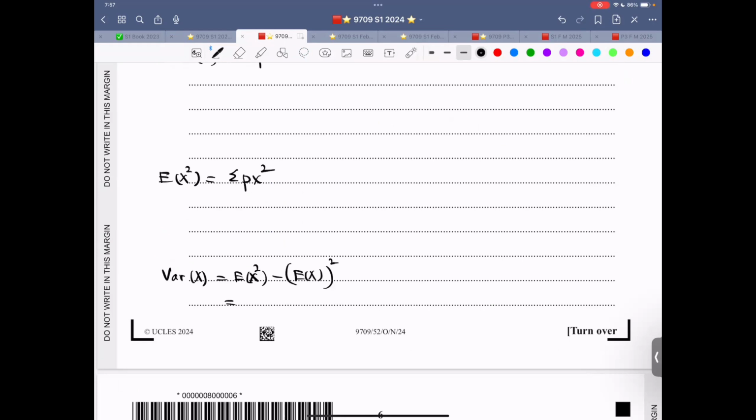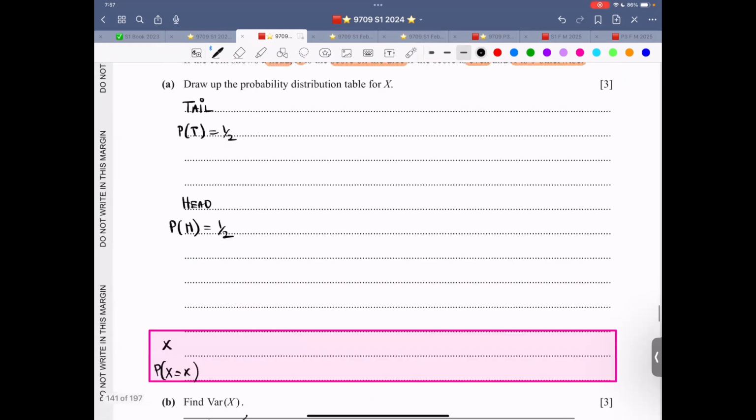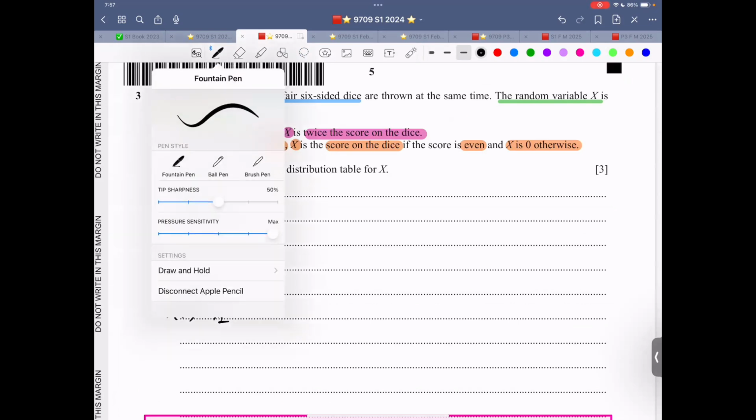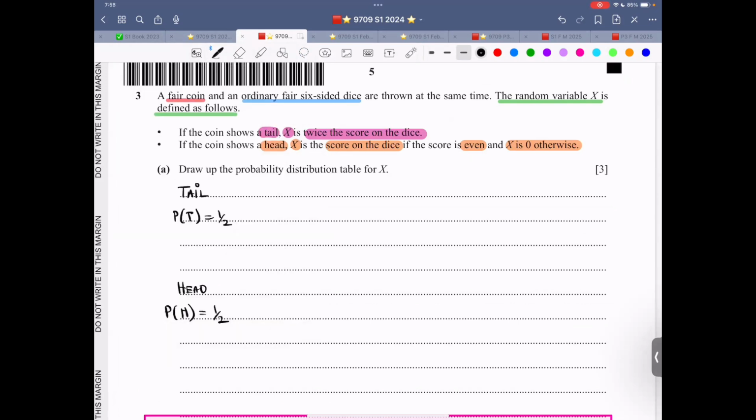So now over here, what we do is that when it's a tail, it's twice the score. So therefore, let me write over here 1, 2, 3, 4, 5, and 6. Over here, I'm writing the score. The score is 2, 4, 6, 8, 10, and 12. So I'm focusing on the score. So there is a 2, a 4, a 6, an 8, a 10, a 12.